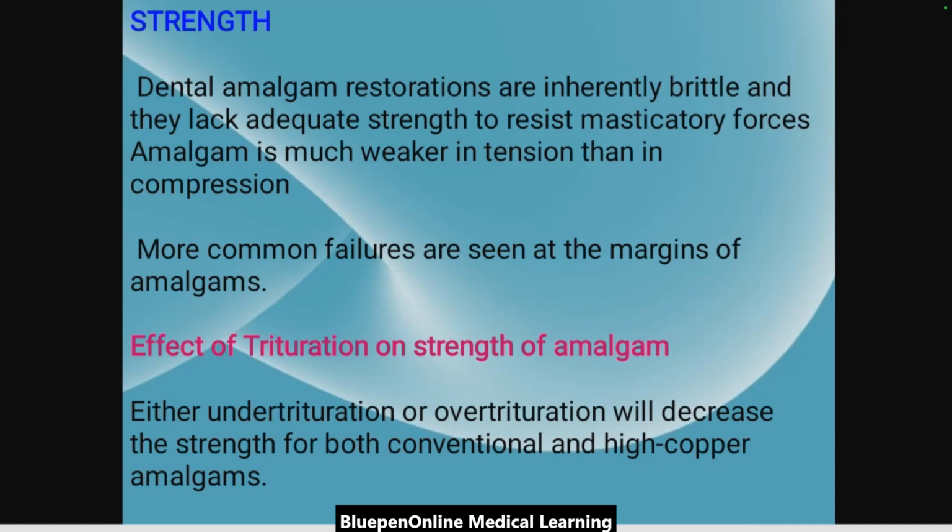Effect of trituration on strength of amalgam. Both under trituration or over trituration will decrease the strength of conventional and high copper alloys. So proper trituration is very, very important whether you are using conventional alloy or high copper alloy.